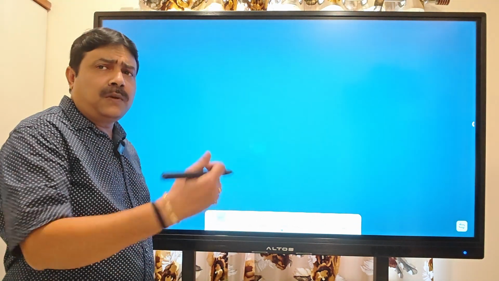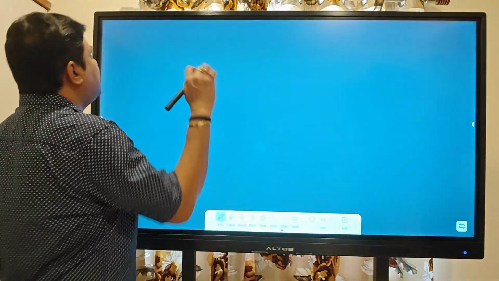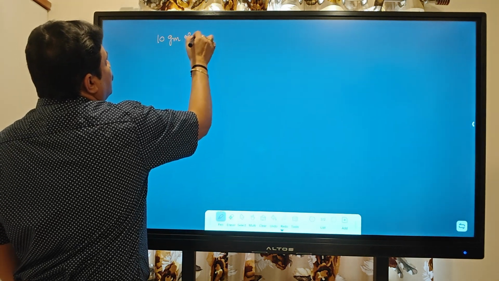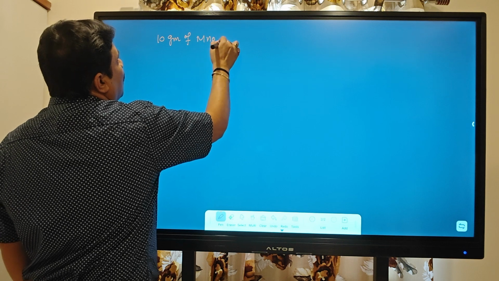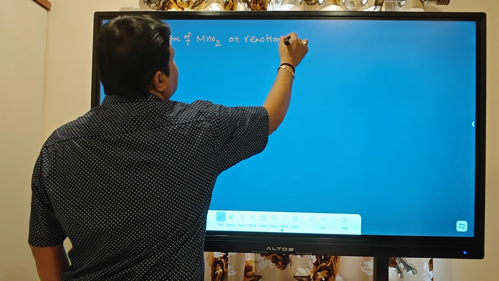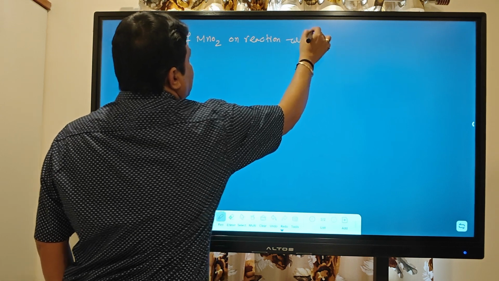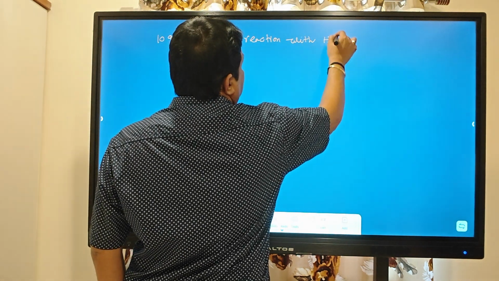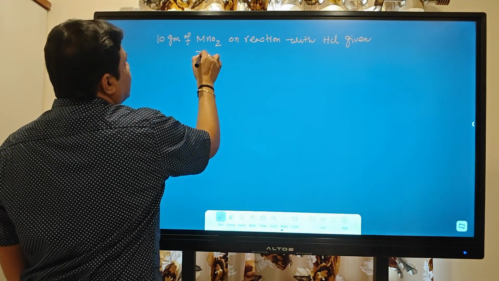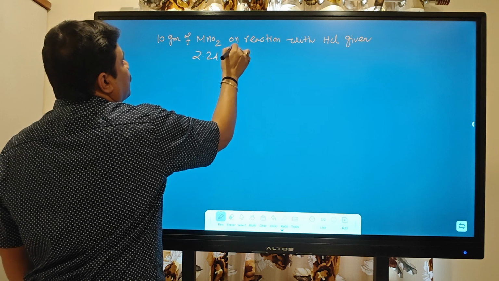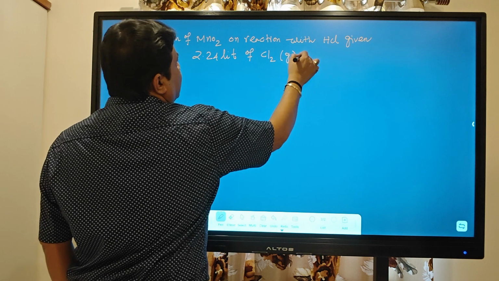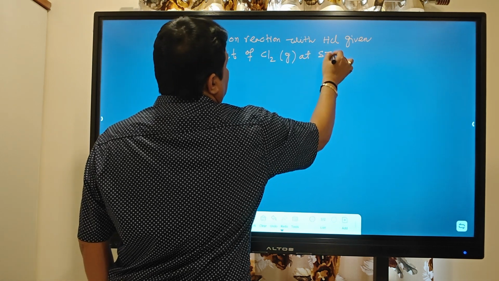So here, the next problem, what are they giving? They are giving that 10 gram of MnO2, on reaction with HCl, gives 2.24 liter of Cl2 gas at STP or NTP.